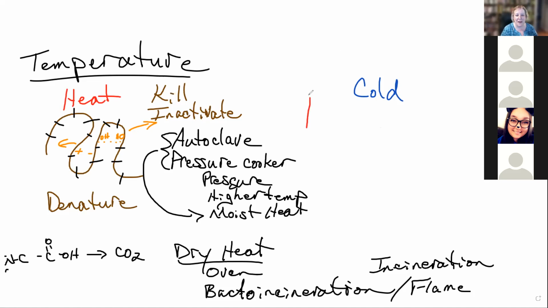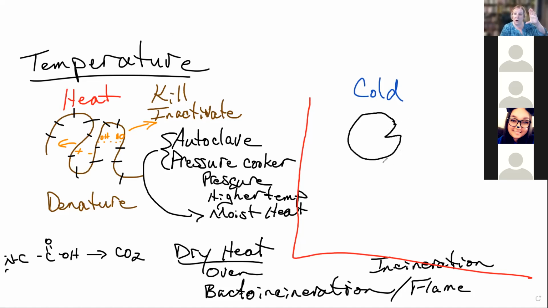Okay, let's go ahead and put a dividing line between my heat and my cold. Whoops, that was a terrible dividing line. It went right through the incineration. So for cold, we're doing the exact opposite. Instead of moving the molecules around more and faster, we're slowing them down. And what happens is my proteins, especially my enzymes, here's my cute little cartoon of an enzyme, here's my active site, they move slower and slower until finally they're hardly working at all.